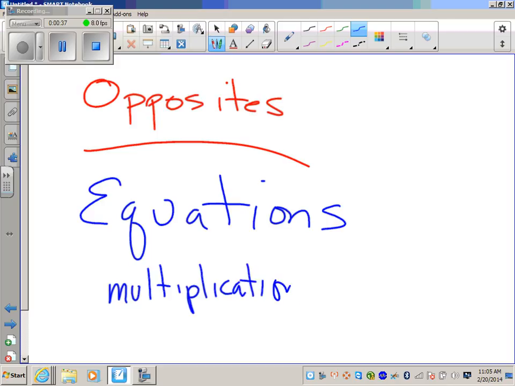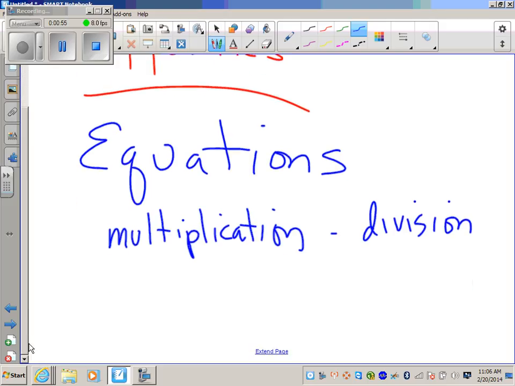if I were to ask you, what is the opposite of multiplication? Sometimes they use the word inverse. Yes, division. Okay. If I were to ask you what the opposite of addition was, mathematically speaking, you would say, Larissa, subtraction.